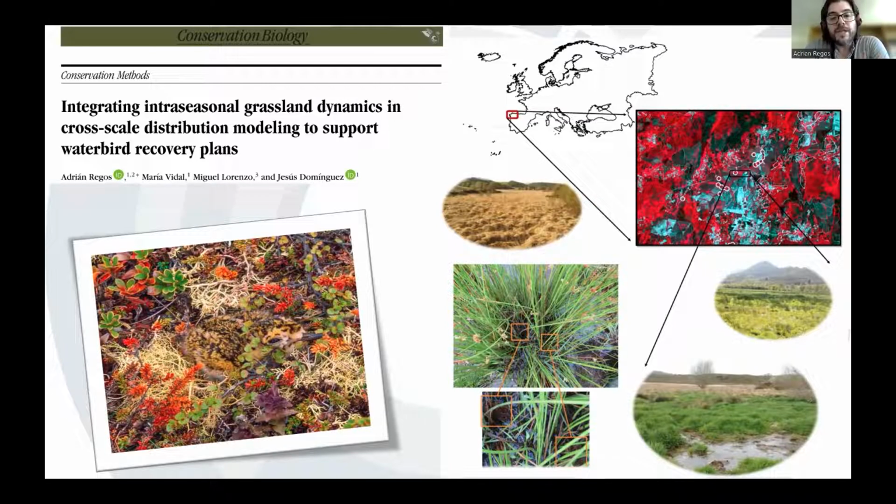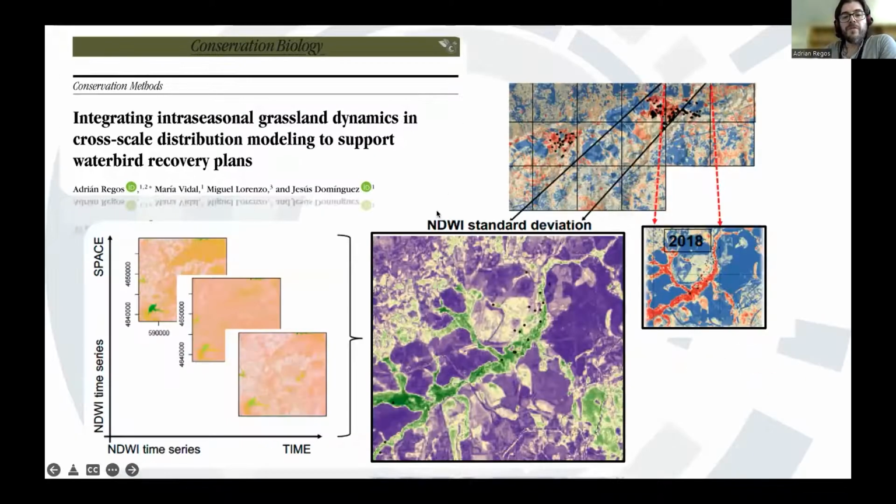For instance, in this case, we focus on the common snipe, which is a bird breeding in wet grasslands. We need to provide managers and decision makers with maps of priority areas for conservation. So we use a time series of Sentinel-2 to map these grassland dynamics within the year. We found that the normalized difference water index and its annual standard deviation were very good predictors of the habitat dynamics. In fact, we can see here the observations, which are very close to the areas with the highest values in the standard deviation.